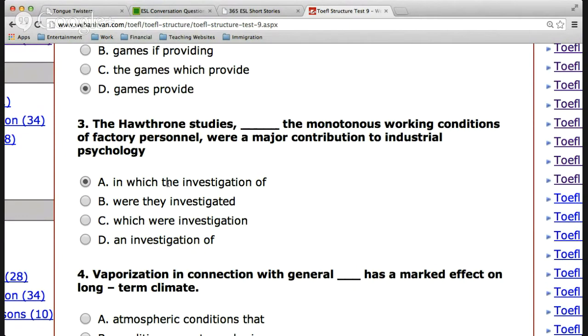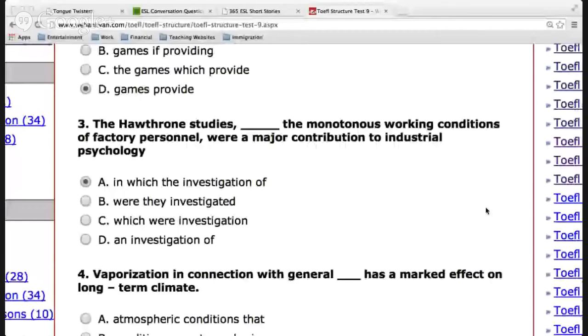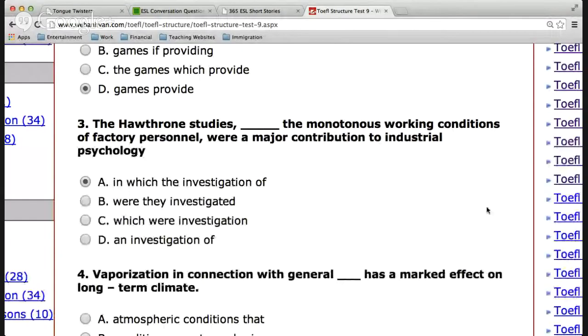What do you guys think? Yes. Okay. One for A. I think it's D. Okay. Let's try that one out. Everyone else is saying A. Amparo is saying D. The Hawthorne studies, an investigation of the monotonous working conditions of factory personnel were a major contribution to industrial psychology. Okay, what do you guys think? Anyone changing their answer? Nope. A. Okay, our answer is E.